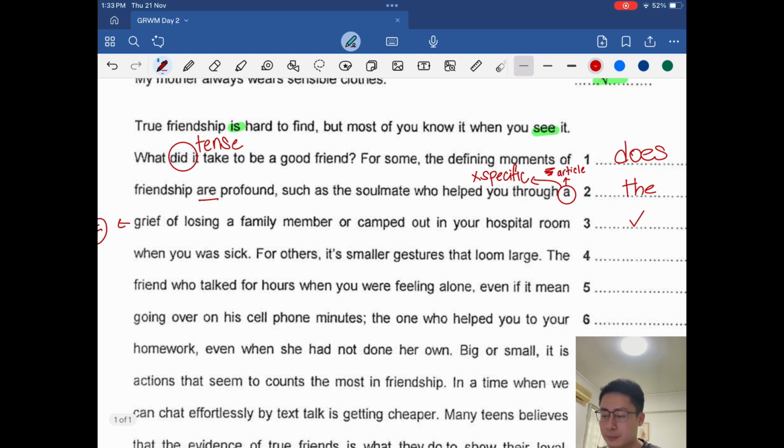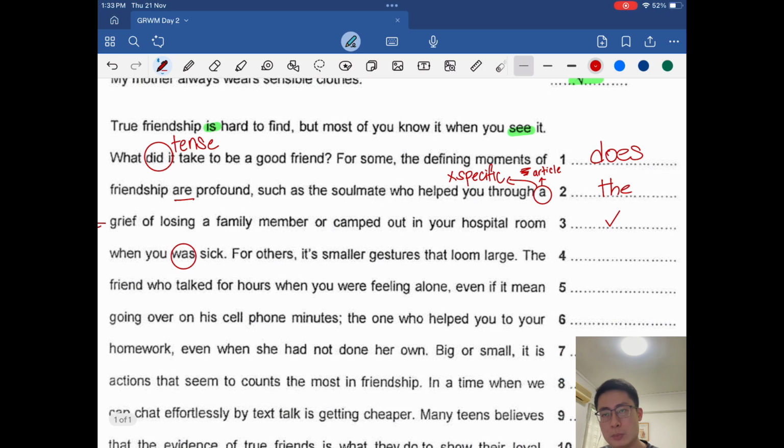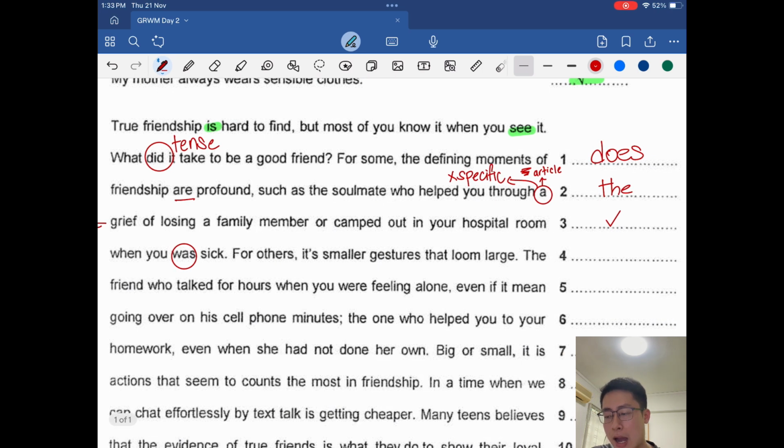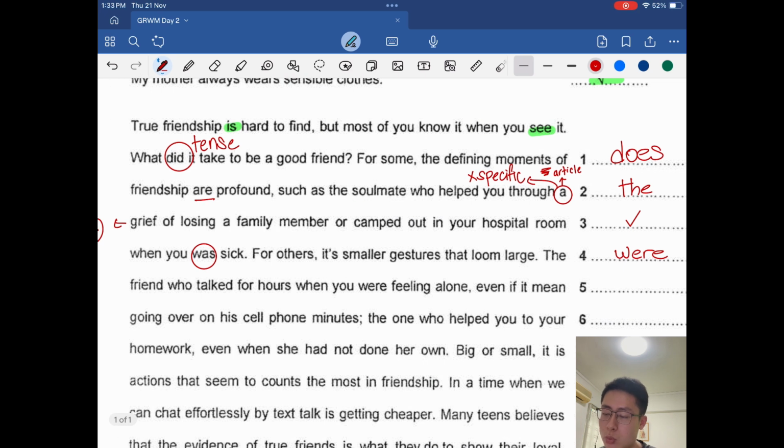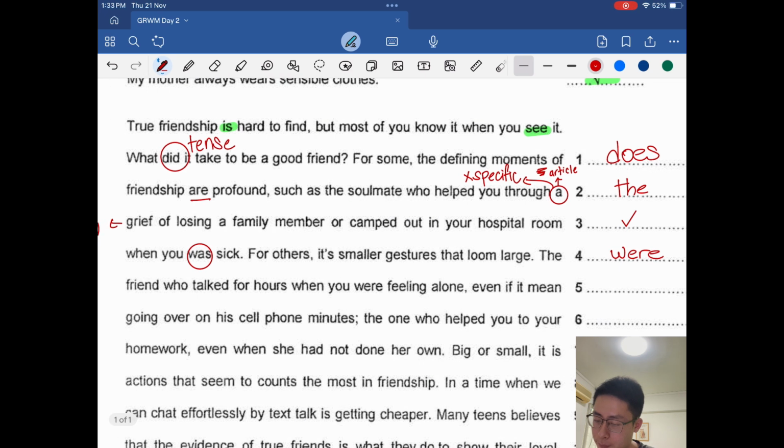Okay. When you was sick, all right, ladies and gentlemen, this is a very big problem. I hope you know why it's wrong. All right, when you was sick, you here always takes the plural verb are or were. So because this is past tense, it's referring to something that happened in the past, right? So it's recounting an incident, right? So when you were sick, okay.